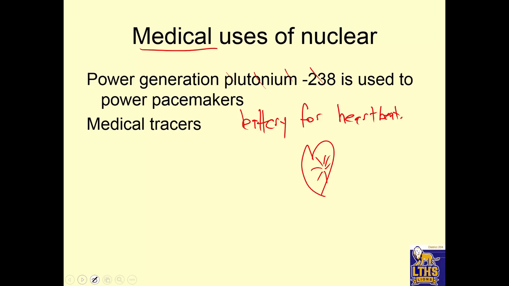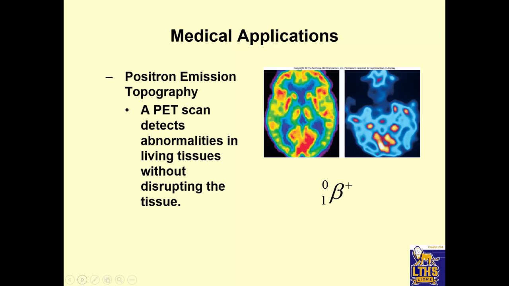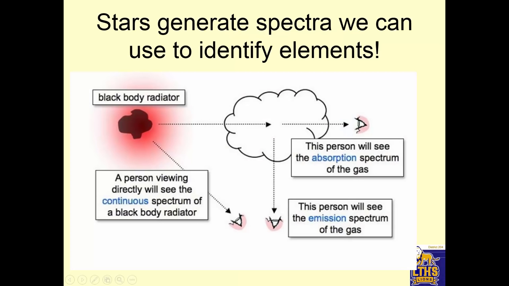So, medical tracers, I have a nice picture of that later on. That's not quite the tracer I wanted. Well, that's all right. So you can use radioactive things as tracers like this. Another medical application is positron emission tomography. That is a PET scan.